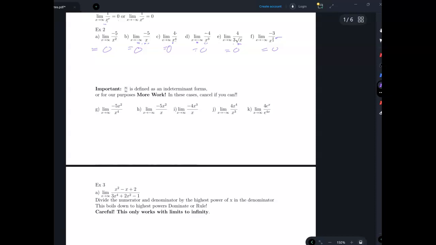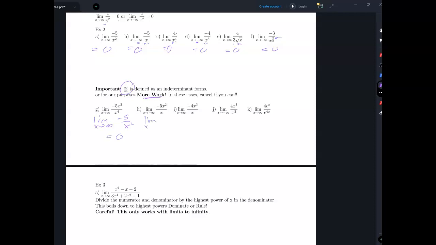Okay, so when we get infinity over infinity, that's more work. So if we can cancel, we do. We need to, because infinity over infinity is not anything. So if I take and cancel here, I get negative 5 over x squared, and that gives me 0.